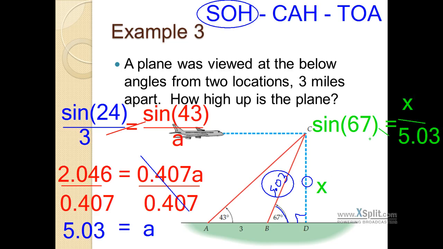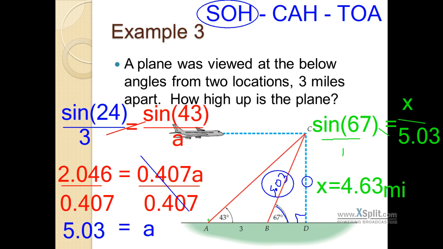We'll cross multiply these. This is over a 1. On the one side we get an x, and on the other side we're going to get 5.03 times sine of 67 degrees. That gives us 4.63 miles up.